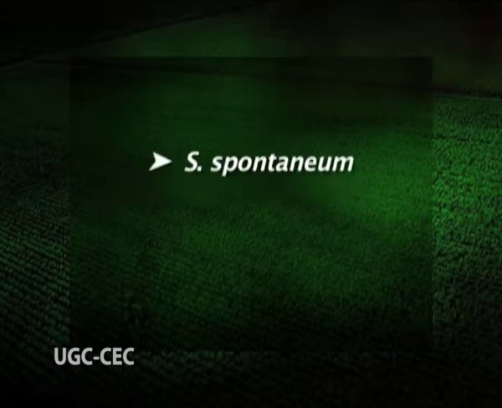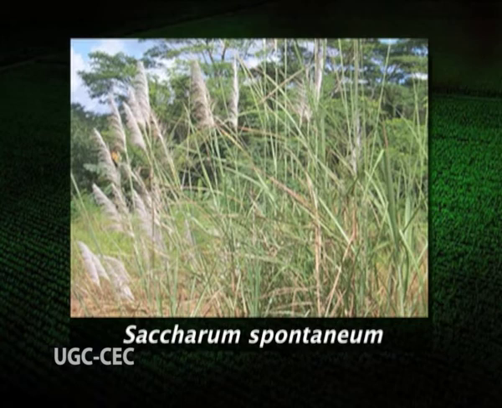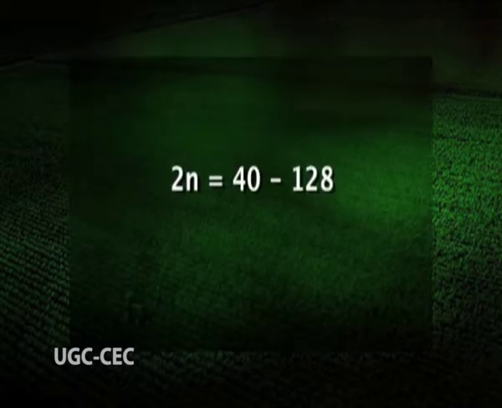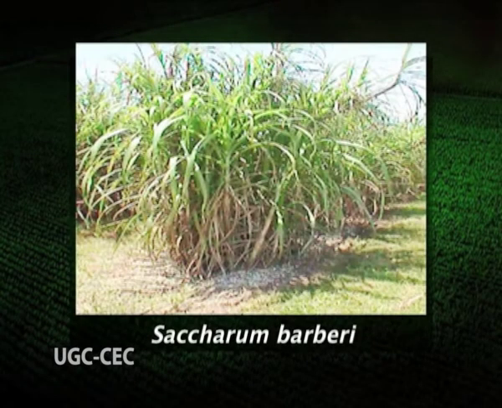Saccharum spontaneum. This species is smaller, highly polymorphic, disease resistant and highly vigorous, having diploid chromosome number 40 to 128. Saccharum barberi. This species is thin-stalked, suited to semi-tropical and temperate areas, thought to have arisen in North India as a hybrid of Saccharum spontaneum and Saccharum officinarum.